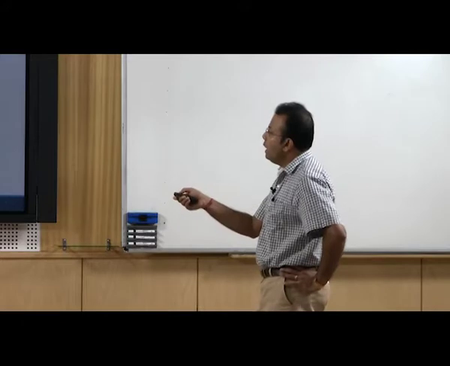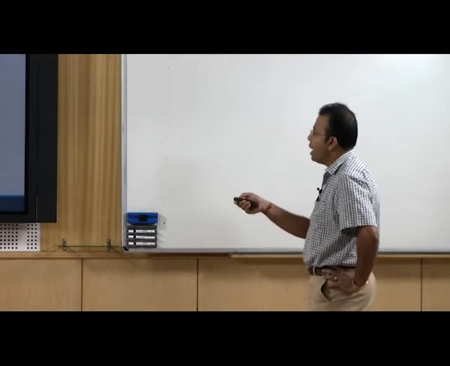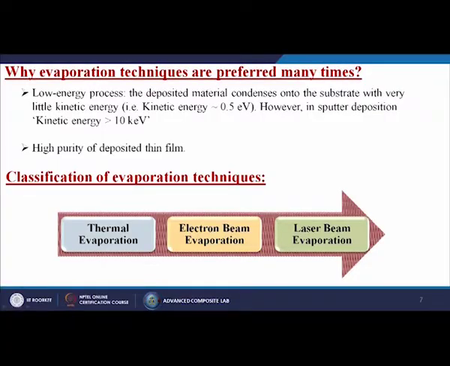So, low energy process: first of all, the deposited material condenses onto the substrate with very little kinetic energy. Generally that kinetic energy is around 0.5 electron volt. However, in sputter deposition the kinetic energy is more than 10 kilo electron volt. High purity of the deposited thin film. Classification of evaporation techniques: generally thermal evaporation, electron beam evaporation and laser beam evaporation. So, generally evaporation can be done by these three techniques.